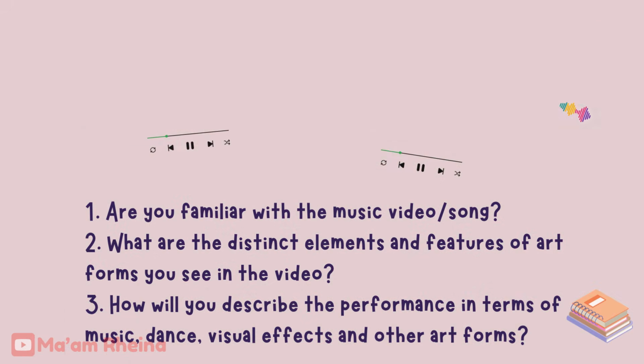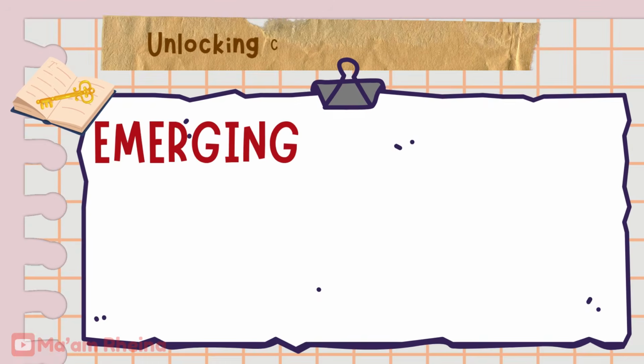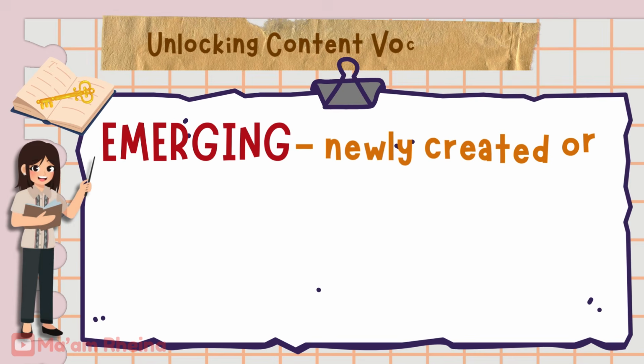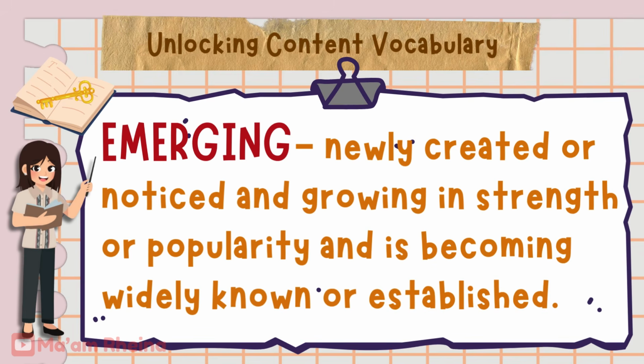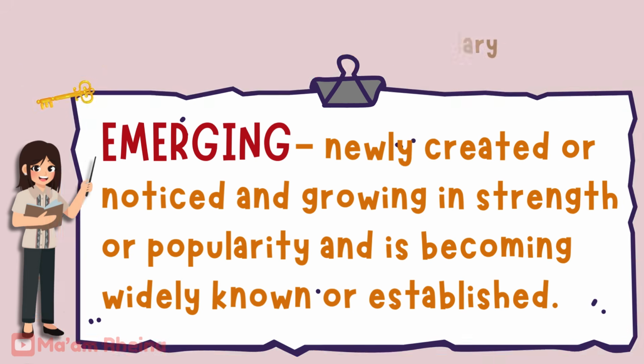Let's now proceed to our Unlocking Content vocabulary. Understanding key terms will help us better appreciate today's lesson. Let's start with the word. Emerging means something that is newly created or noticed and is growing in strength or popularity. It's something that is becoming widely known or established. When a new music trend or art style becomes super popular, we say it is emerging, just like K-pop and digital animation in Asia.